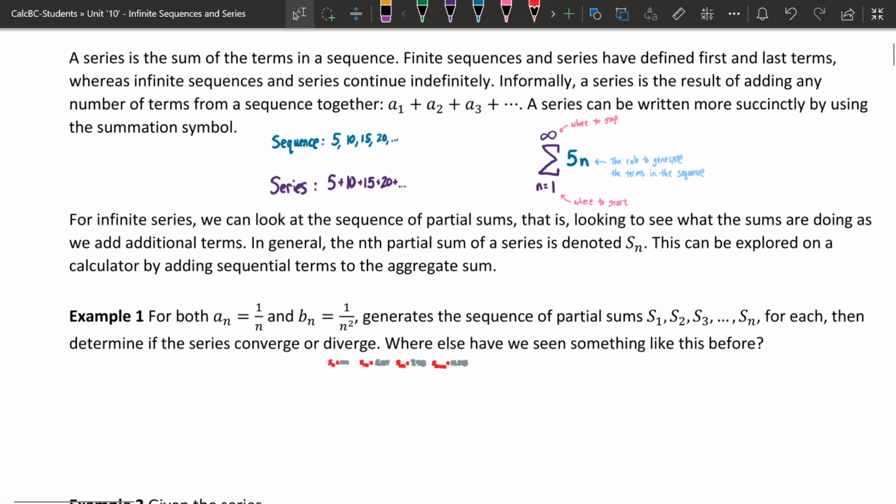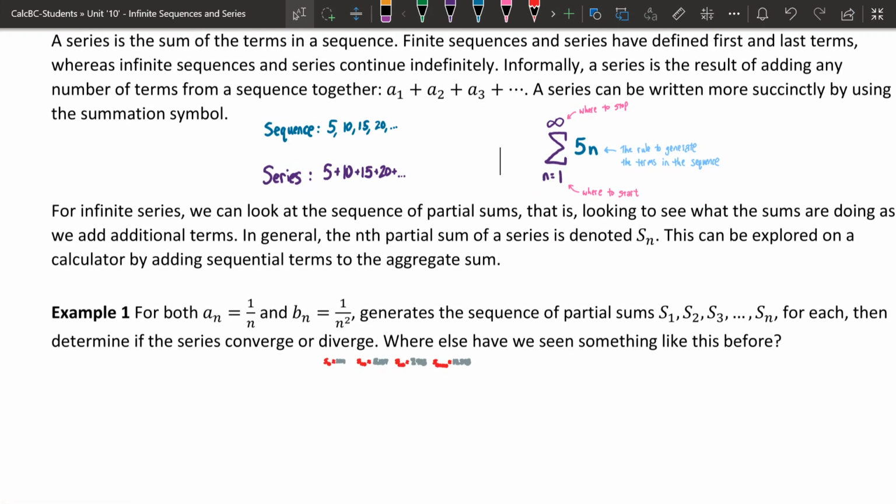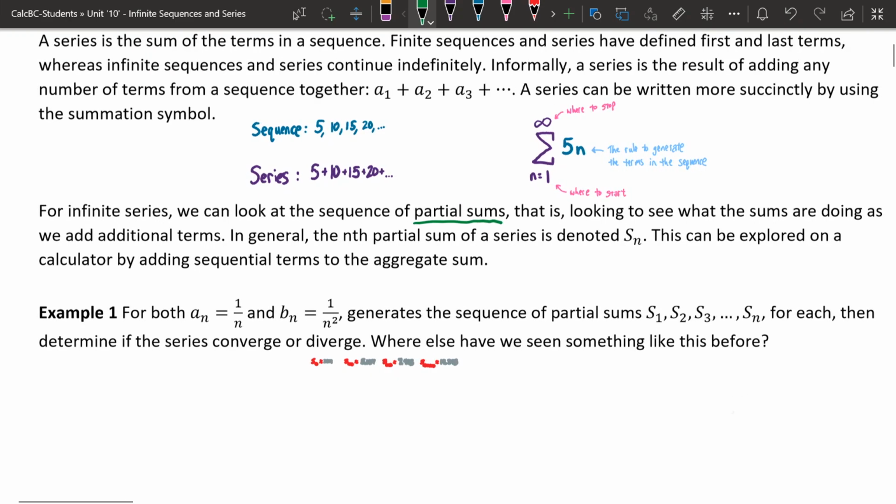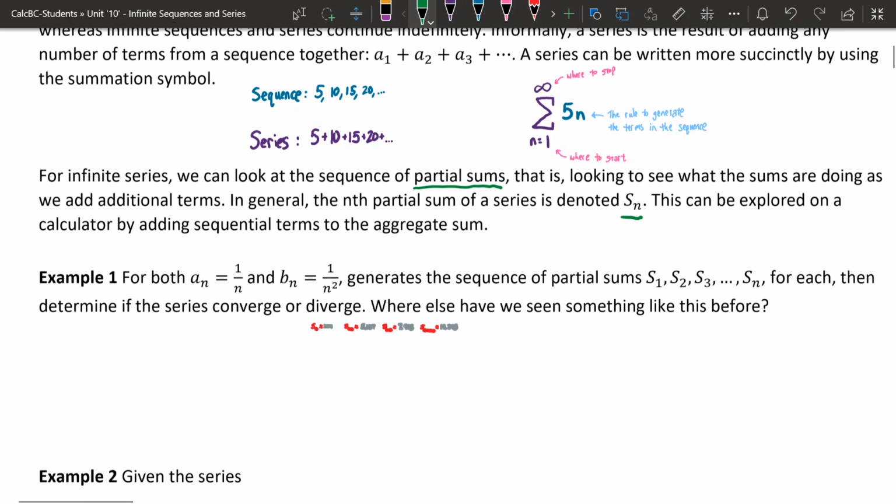For infinite series, we can look at the sequence of partial sums. That is looking to see what the sums are doing as we add additional terms. In general, the nth partial sum of a series is denoted as S sub n. This can be explored on a calculator by adding sequential terms to the aggregate sum. All right, so before we get to our calculator, let's look at example number 1.